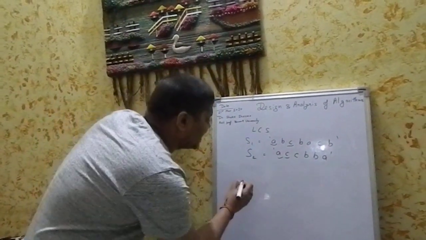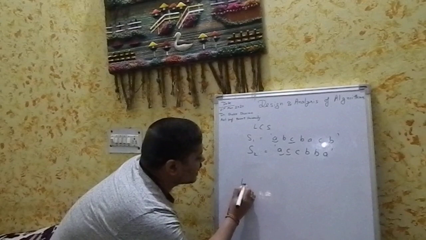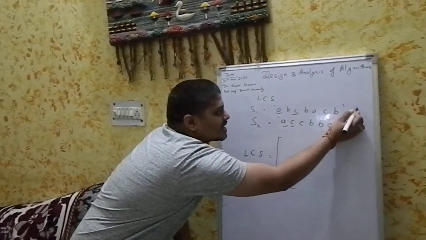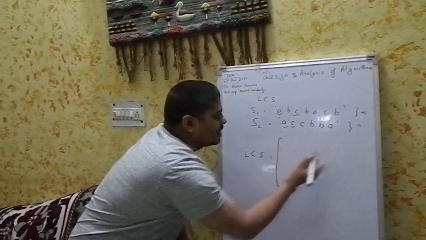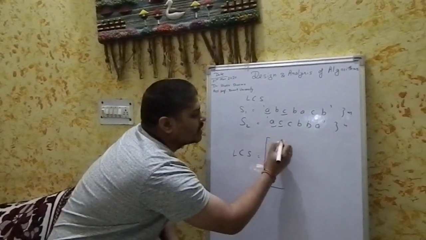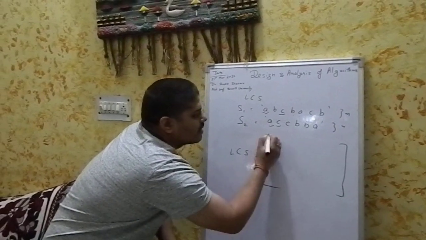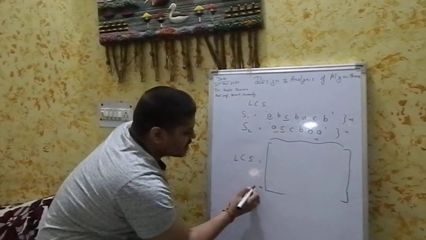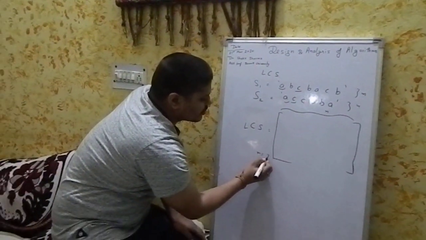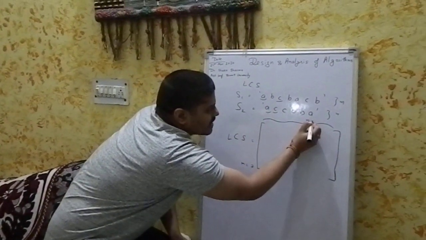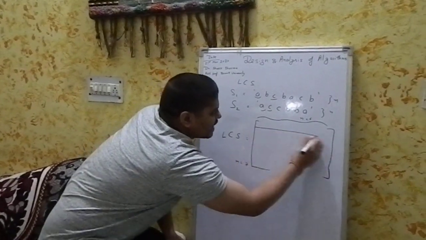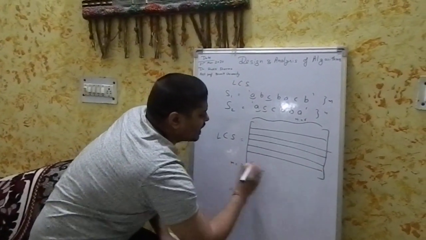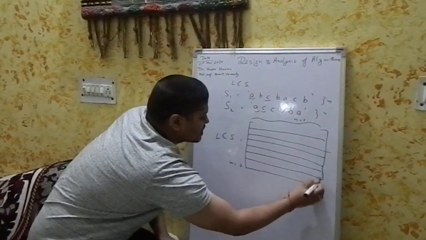So we are creating a matrix here, say longest common subsequence, and suppose the length of this is M and the length of this is N. We are creating a matrix with M rows and N columns. Here we see these are 1, 2, 3, 4, 5, 6, 7, so M is equal to 7, and this is 1 to 6, so N is equal to 6. So let's make this matrix 1, 2, 3, 4, 5, 6 and 7.